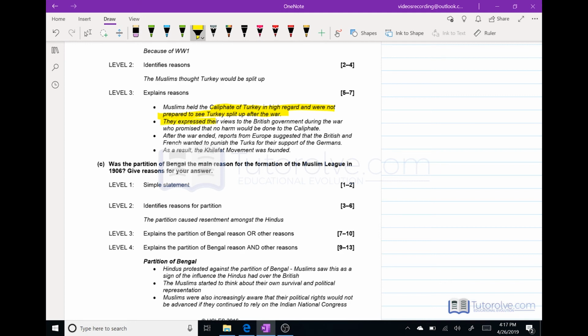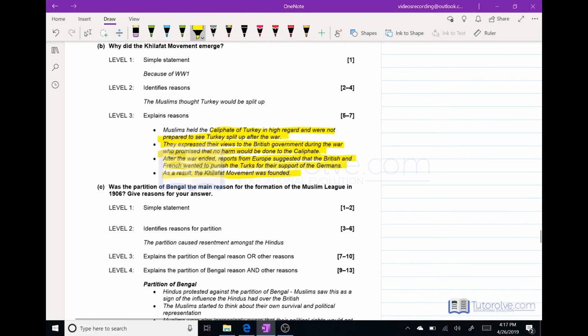So they expressed their views to the British government during the war, who promised that no harm would be done to the Caliphate. But the irony is that after the war ended, reports from Europe suggested that the British and French wanted to punish the Turks for their support of the Germans. And at the same time, the Khilafat movement was founded.